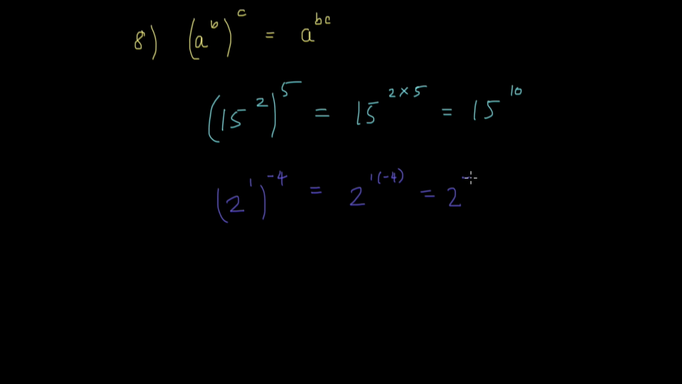If I had 2 raised to the first power, and the whole thing raised to the negative fourth power, that is 2 raised to the 1 times negative 4, which is 2 raised to the negative fourth power. And we know if we have a negative exponent, it's 1 over that value raised to the positive exponent. Notice here I'm just writing 4 in the denominator, because whatever exponent you raise 1 to is still going to be 1, so it's redundant to write it there. So I'm just going to write it like this: 1 over 2 raised to the 4th power. And 2 raised to the 4th power is 16. So this answer is going to be 1 over 16.